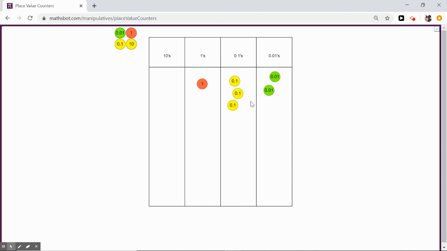What number have I made there? I've got 1 whole one, 3 tenths and 2 hundredths. So I've made 1.32. Okay, new number now.